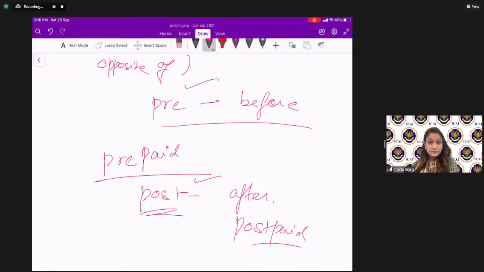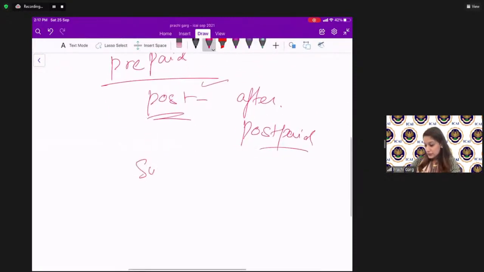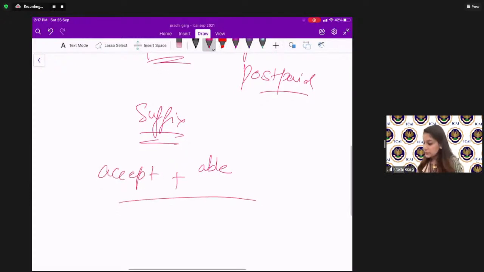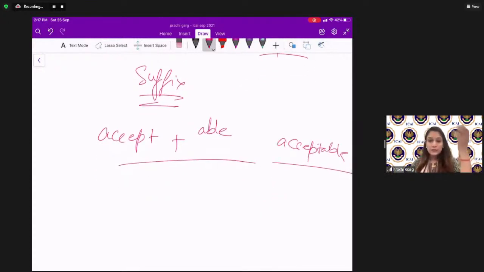Similarly, we have suffix. A suffix is added after the word, not before. It also changes the meaning of something altogether. For example, able. Able is, of course, added towards the end. I have a word, accept. Can I add both words together and make it acceptable? Yes. So this becomes acceptable, that you accept something.